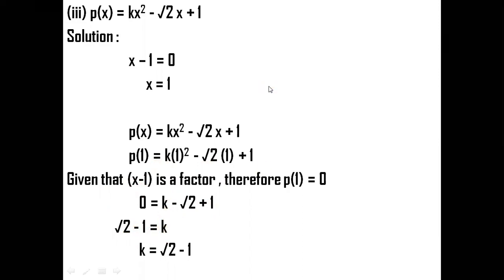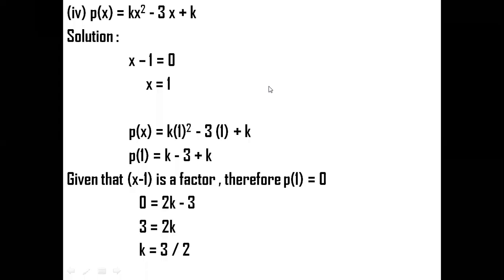Now, we'll get into the fourth question. I hope you are getting it clear how to find the value of k when a given polynomial is a factor. Coming to question number 4, wherein p of x is equal to kx squared minus 3x plus k. Over here also it has been mentioned that x minus 1 is a factor. So we'll continue the same way. x minus 1 is equal to 0 and hence x is equal to 1 as we did in the previous sums, and then replace the value of x by 1.